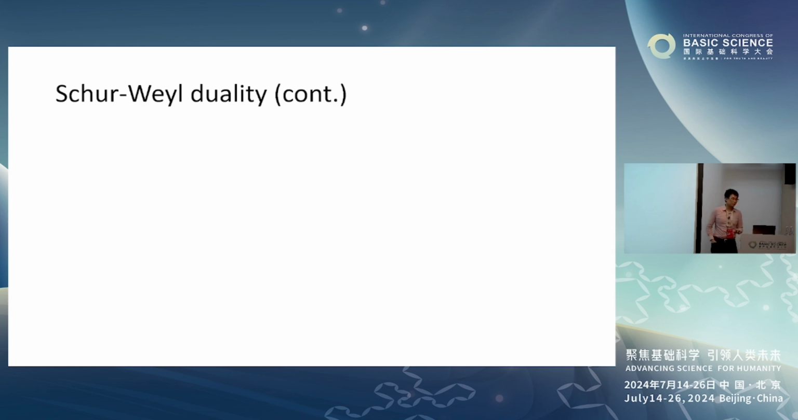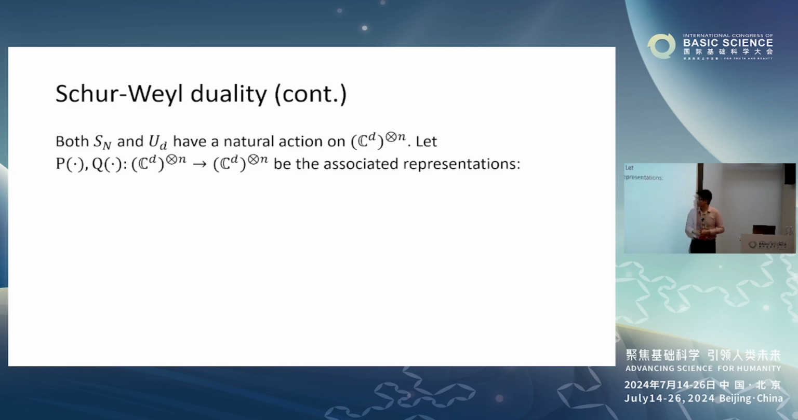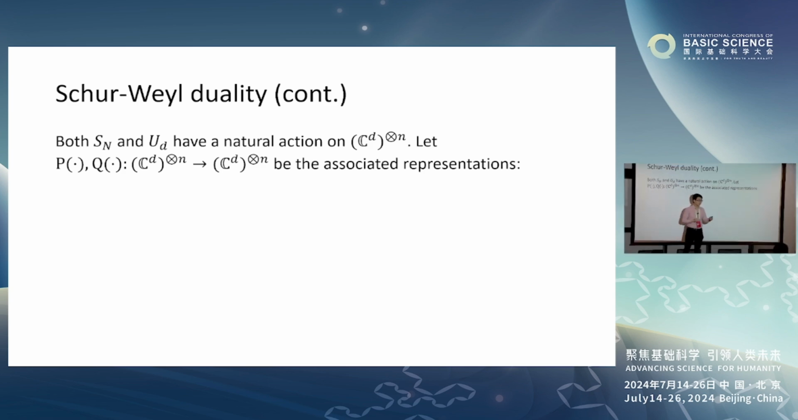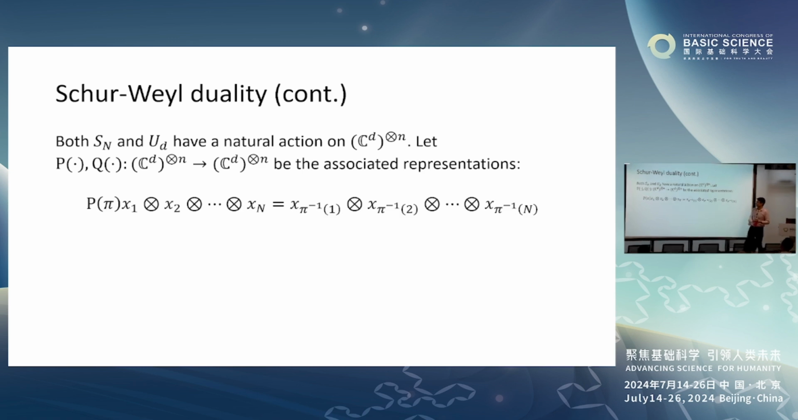Okay, but this sort of motivates what Schur-Weil duality is saying. If you're familiar with representation theory, both the symmetric group S sub n, which is the group of permutations on n elements, and the unitary group have a natural action on this tensor space. I'm going to define these two associated representations of these groups. P is a representation of Sn, Q is a representation of U(d). So P is a homomorphism from Sn to the set of linear maps on C^d tensor n. And the way you actually do this is very straightforward. You define the action on any tensor vector and then just linearly extend it.